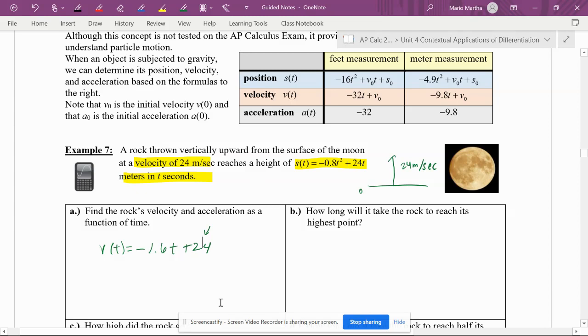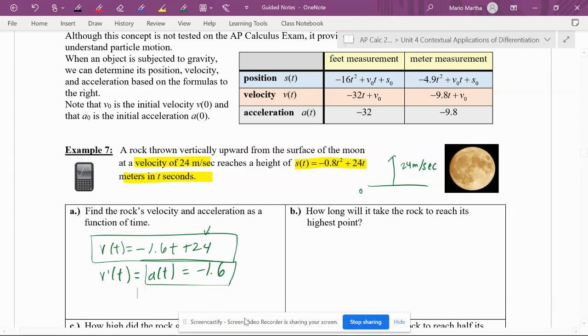Now we want to find the derivative of v. v prime of t is equal to a of t, which is just negative 1.6. So those are the two things we're asked for: the rock's velocity and acceleration as a function of time. This is our first function, and this is our second function, which is just a constant function.